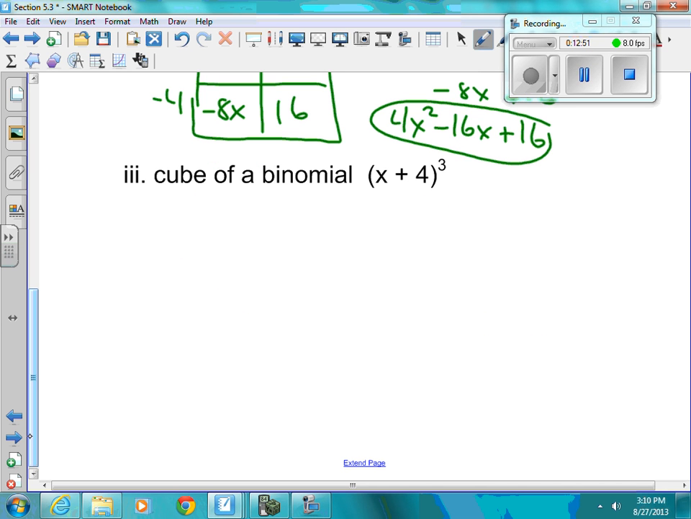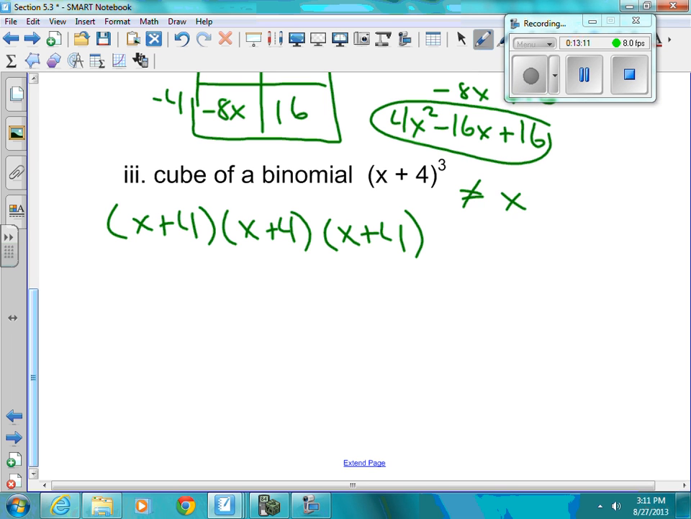Cube of a binomial. How do we do that? This is the new thing. Everything we've done so far should be repeat information. This is new. We have to remember that (x plus 4) cubed is really (x plus 4) times (x plus 4) times (x plus 4). It is not x cubed plus 4 cubed, just like (x plus 4) squared wouldn't be x squared plus 4 squared. No, no, no. That's not what we do.